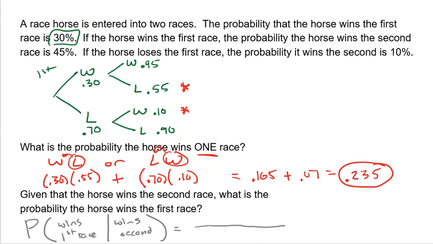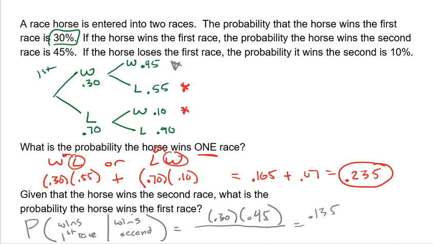But watch how easy this is, guys. Don't stress. All right, remember the conditional formula says on top goes both. Win the first and win the second. Well, that's a very simple branch to follow. Win the first, 30%, and win the second, 45%. That 45% was on the condition that you won the first, easy. 0.3 times 0.45 is 0.135. So that's my numerator, 0.135.